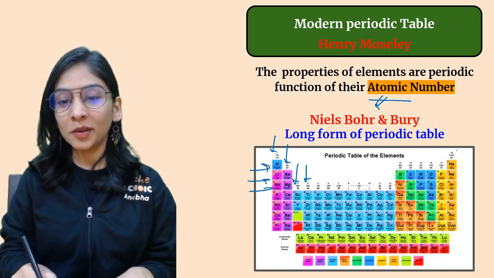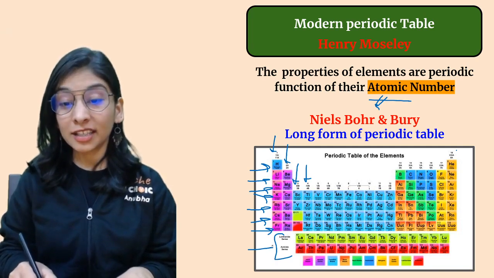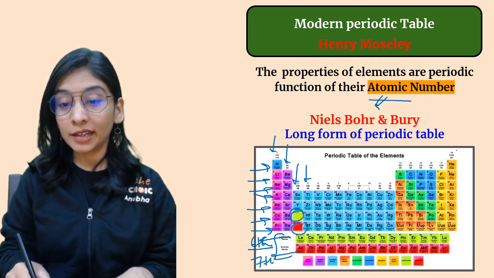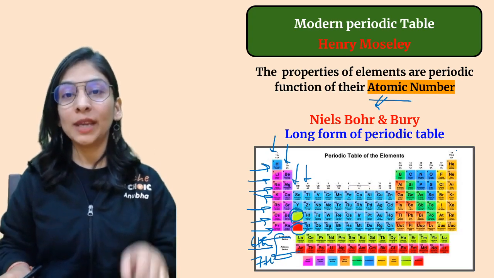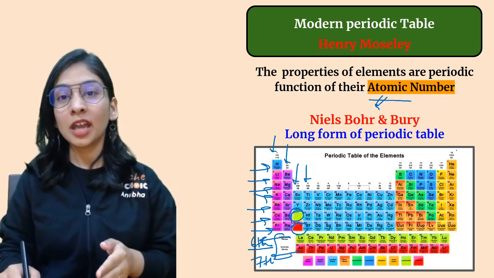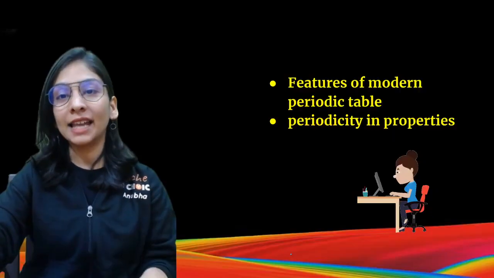And there are 7 periods: 1, 2, 3, 4, 5, 6, and then this is like 7. Okay, this is not a 7 basically. This is some elements missing from the 6th period and 7th period. If you look here and here, these were written here. So in the modern periodic table, we have 18 vertical columns and 7 horizontal rows. So 7 periods and 18 groups.